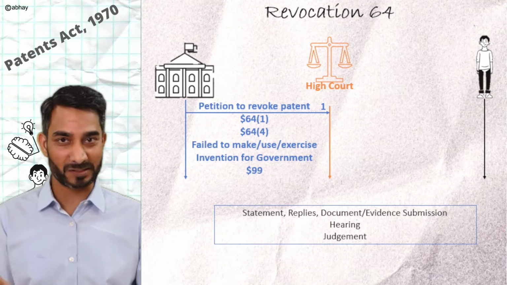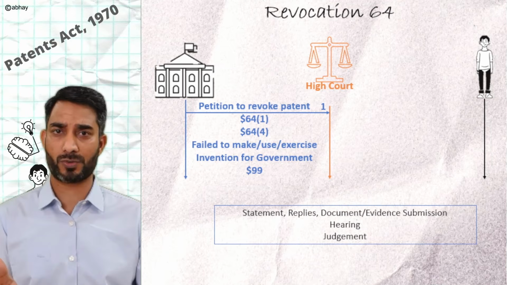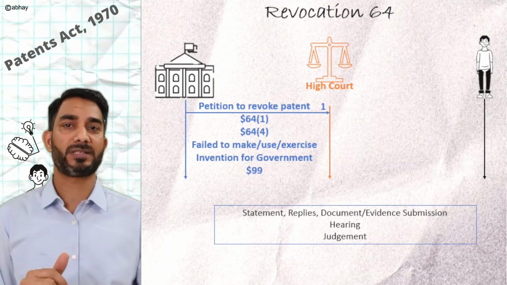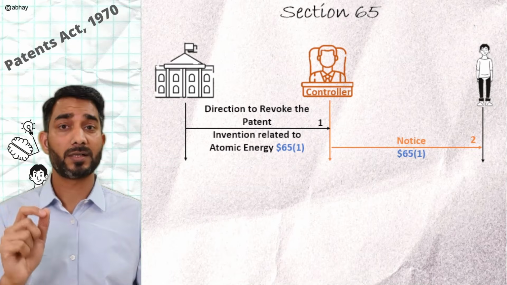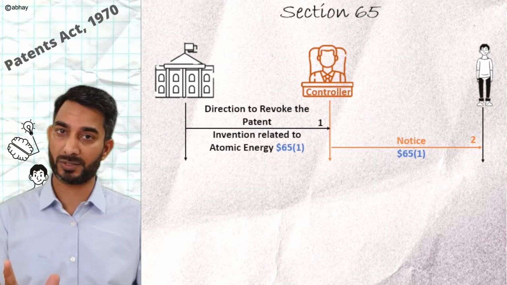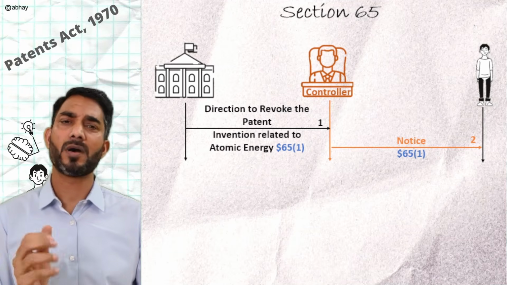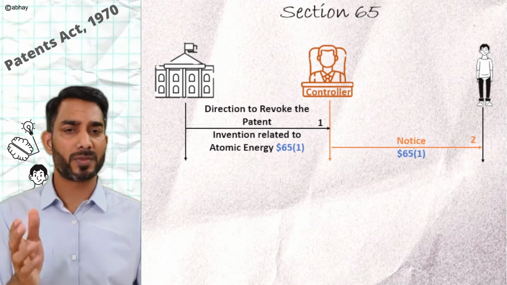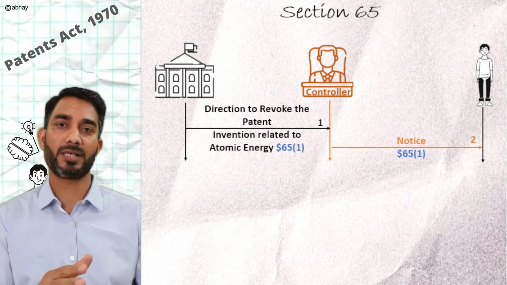Carrying on with the central government, it can provide a direction to a controller to revoke a patent as per section 65. This is if the central government is of the opinion that the invention pertains to atomic energy, which is not patentable as per section 4. Upon receiving such a direction, the controller will send a notice to the patentee and provide an opportunity of hearing to the patentee.